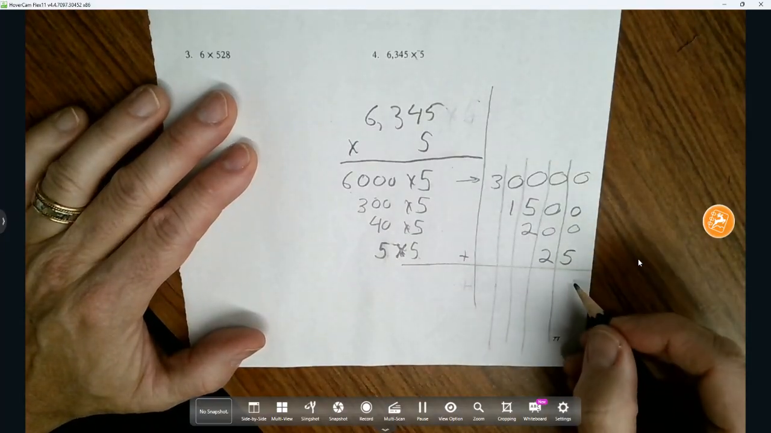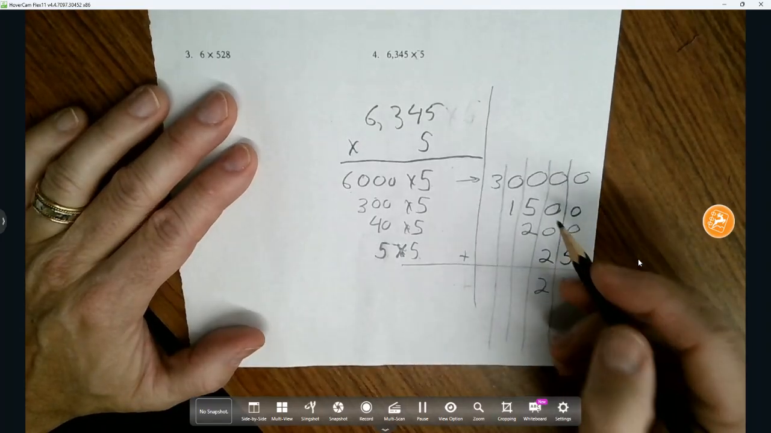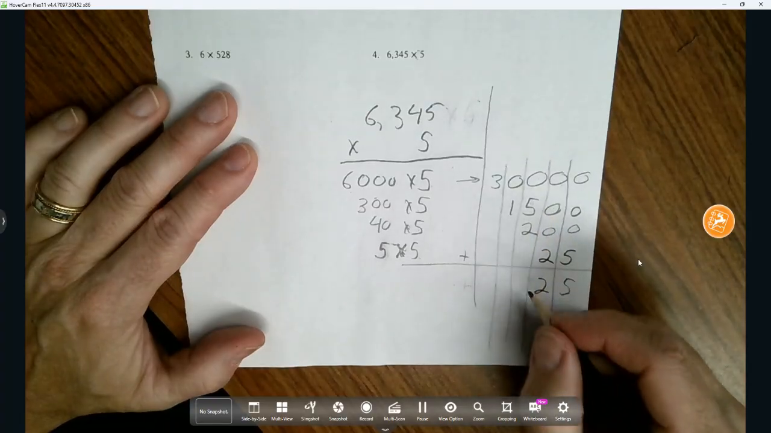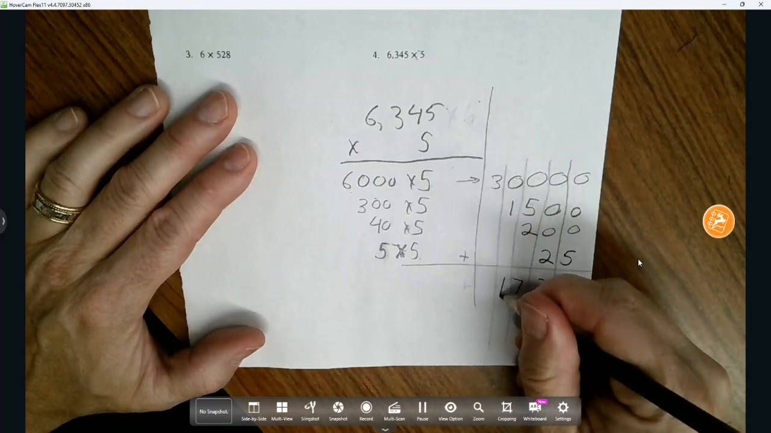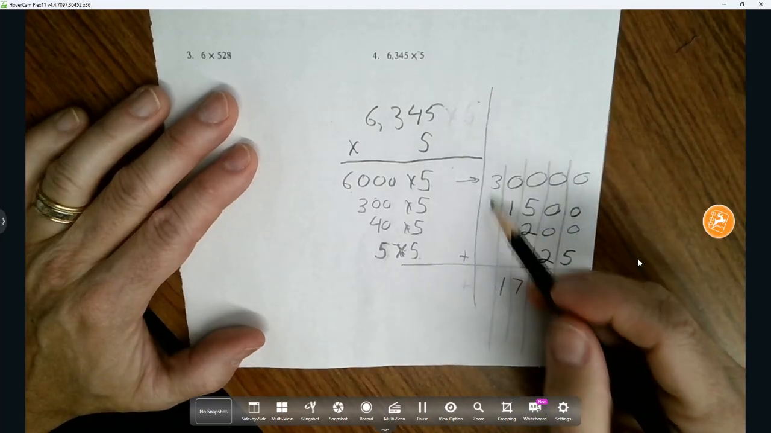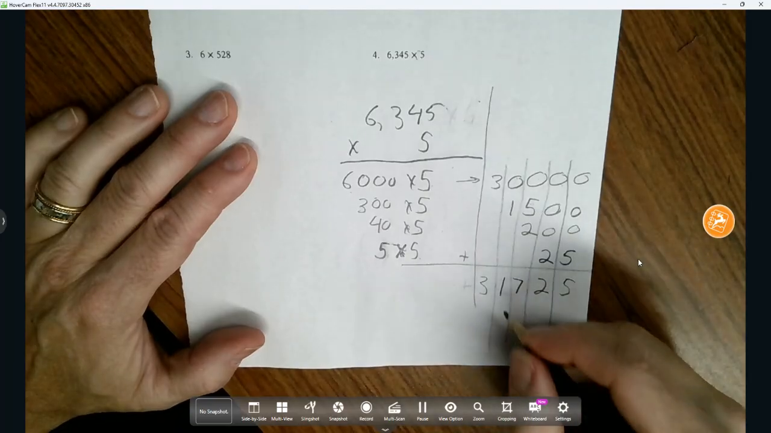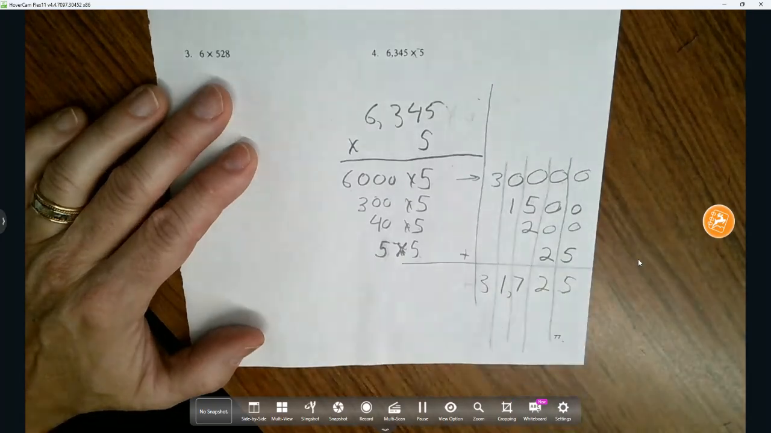Now we just add it all up. We have a 5. We have 0 plus 0 plus 0 plus 2. We have 0 plus 5 is 5. 5 plus 2 is 7. Then nothing else. We have a 7. We have 0 plus 1 gives us 1. And then we have 3 plus nothing gives us 3. So our answer is 31,725.